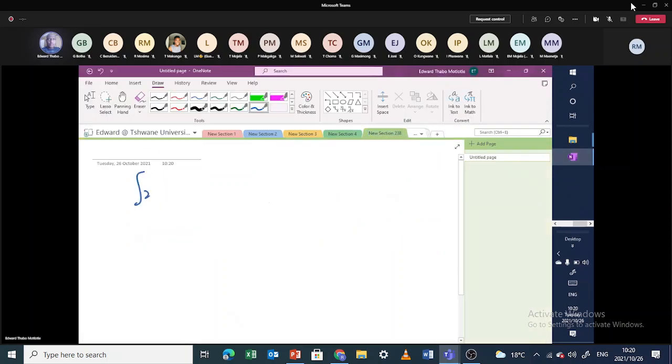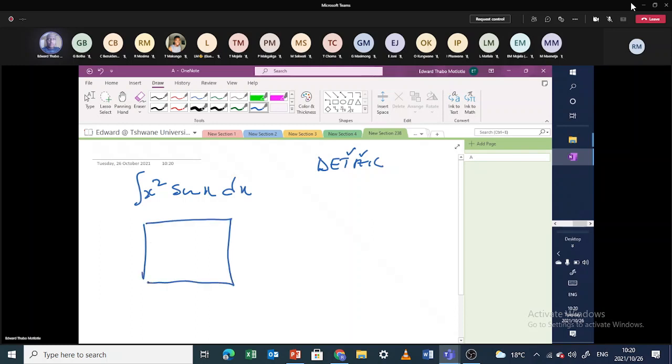The integral of x squared sine x dx. So according to DETAIL, which one comes first? Trigonometry comes before algebraic. So we integrate trigonometry. So this will be the case.